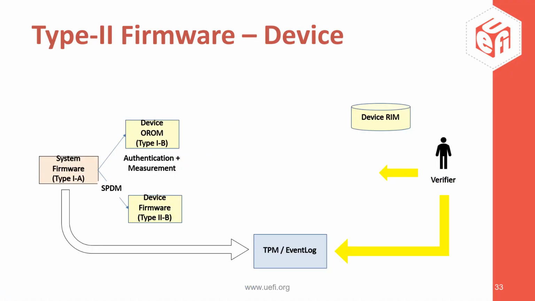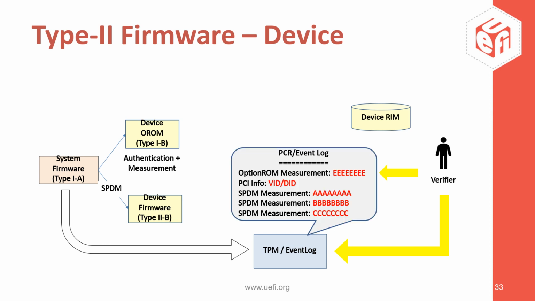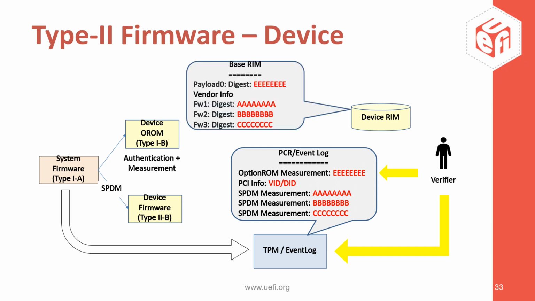And finally, the verifier gets the TPM PCR and event log, and it can get the corresponding device RIM. Then it can compare the digest of the option ROM and the digest of the firmware manifest in the event log entry. In this case, we show that every digest is the same. For example, the firmware 1 digest matches the SPDM measurement. Firmware 2 matches the second one, and firmware 3 matches the third.